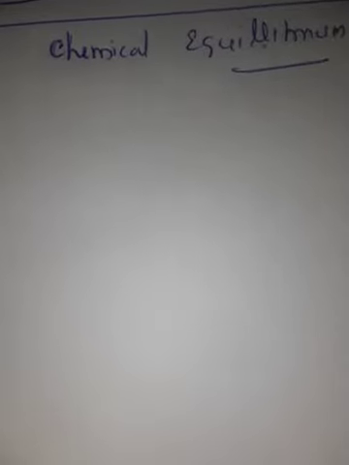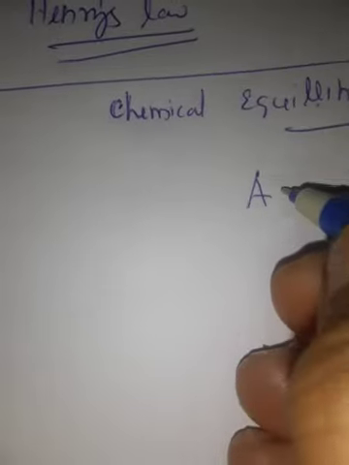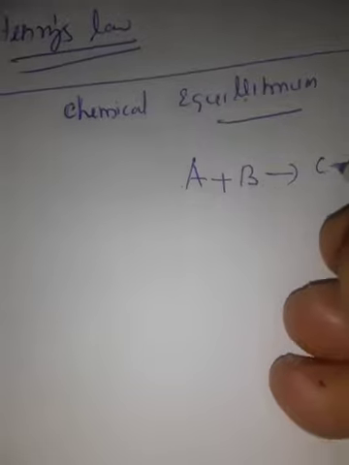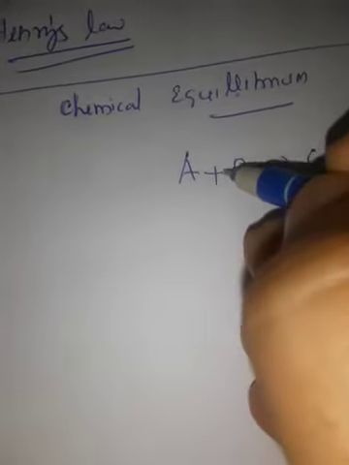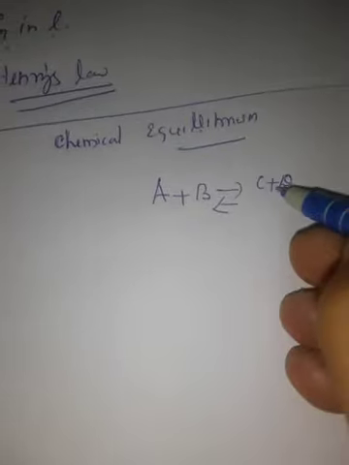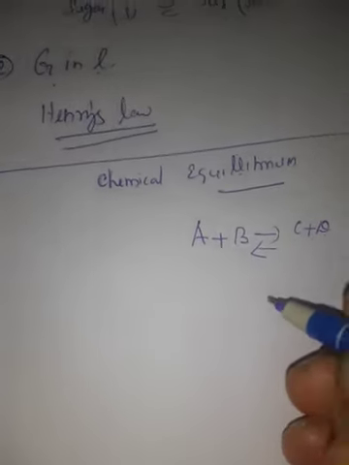Children, next we are going to learn about chemical equilibrium. Chemical reactions gradually attain a state of equilibrium after some time. For example, A plus B giving C plus D. This is the reversible reaction. A plus B giving C plus D is the forward reaction. C plus D giving A plus B is the reverse reaction.